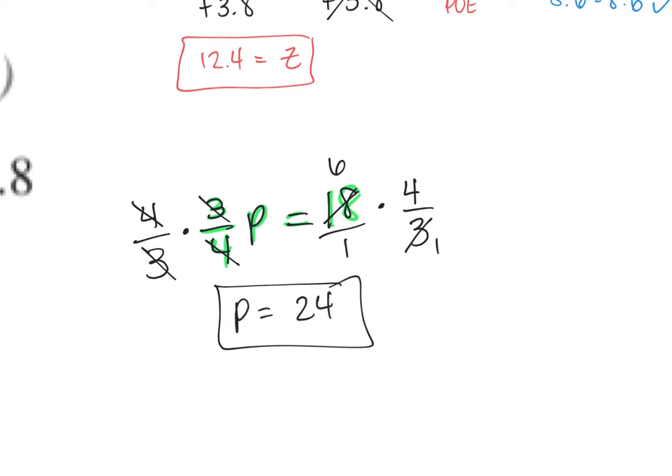No. No. What do I need to add? Our POE. What property of equality did we use? Be careful here. What did we do to both sides? Jasmine? Very good. We multiplied.